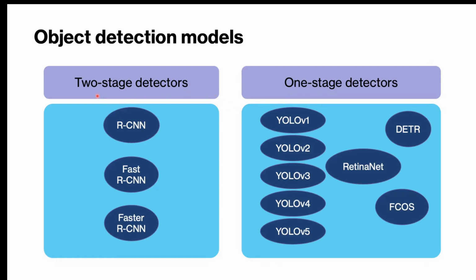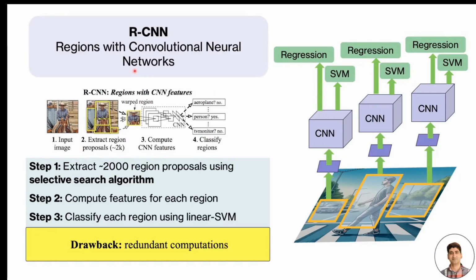The first category is called 2-stage object detectors, which are based on region-based CNNs, or RCNN. In this category, first they try to find some region proposals, and then in the next stage, from those region proposals, they try to predict the final bounding boxes. On the other hand, we have 1-stage object detectors, where they predict the bounding boxes in 1 stage, and therefore they are faster.